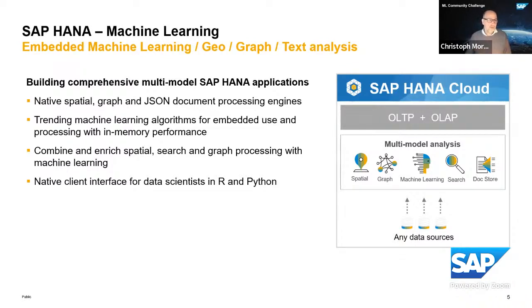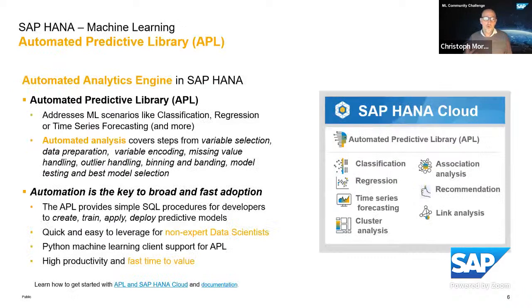We will also showcase our native client interfaces for data scientists in R and Python. So in case you don't know them yet, we will showcase them to you. We have two key AI function libraries embedded in HANA Cloud. The first one is the automated predictive library, which targets the classic machine learning scenarios like classification, regression, and time series forecasting, some others.